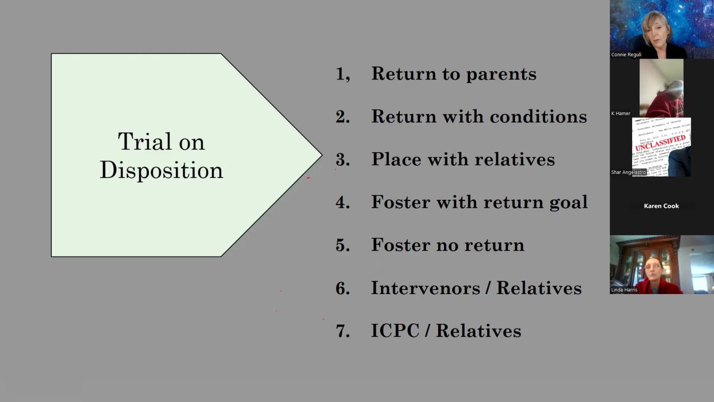Now, they can be placed with relatives voluntarily. Sometimes the CPS agency will do that. They can still be placed with fosters with a return to parent goal, or they can be placed with fosters with a no return goal. And if the CPS has not engaged relatives in discussing placement, the relatives can become interveners in the case and actually file a little petition or motion to intervene.